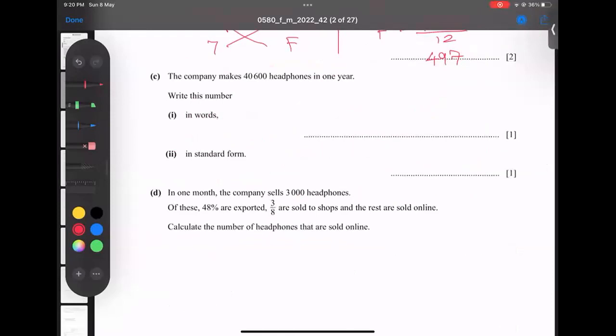Next part: a company makes 40,600 headphones in 1 year, write this in words. So words are so simple: forty thousand, six hundred. So I will write it like this: 40,000, 40,600.